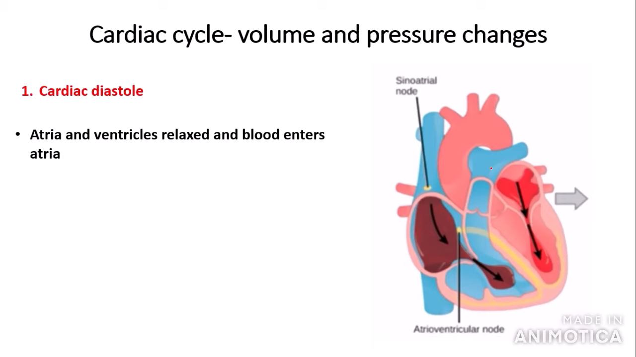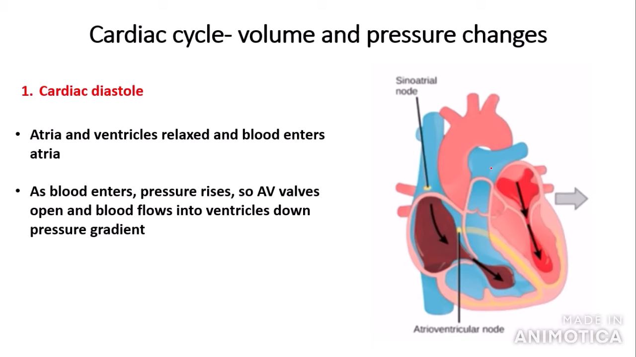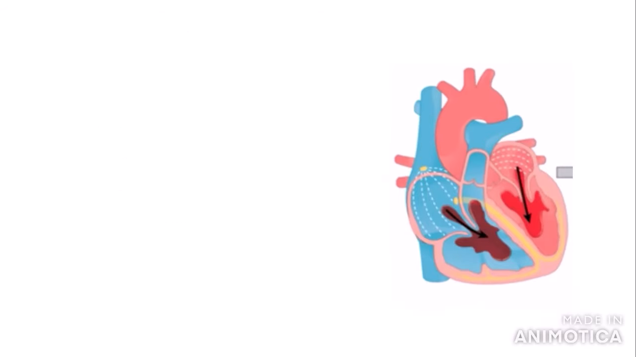So the blood enters the atria. This increases the volume of the atria and therefore increases the pressure. So as the blood enters, the pressure rises. So the AV valves, this means the atrioventricular valves, so the bicuspid and the tricuspid valves, open because the pressure is high. This means that the blood flows into the ventricles down a pressure gradient. So the ventricles' volume then increases.